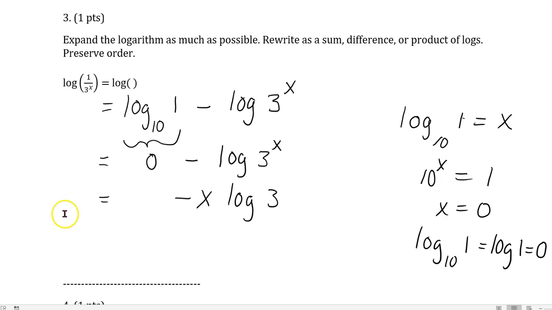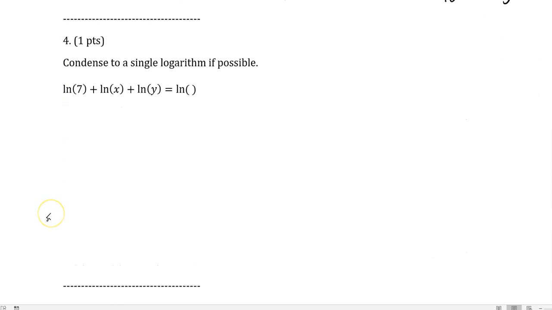Let's take a look at the next problem. In problem number 4, we are to condense to a single logarithm if possible. In other words, we want to do the same thing we just did, but in reverse. First, we look for anything on the front of the natural log to push back inside as the power on the answer part. However, all of our coefficients on the left are positive 1, which makes the power on 7, x, and y all positive 1. Then we notice that we have addition of natural logs. They're all the same base, they're all base e.